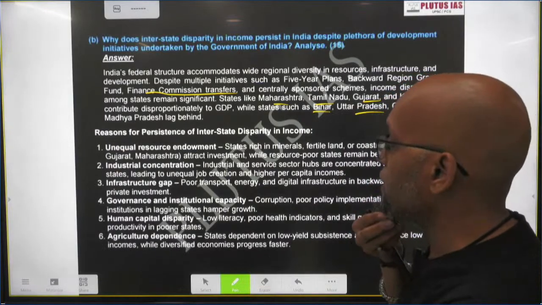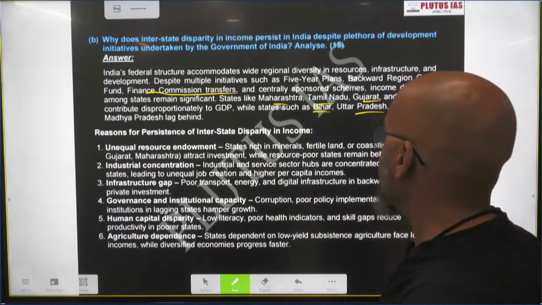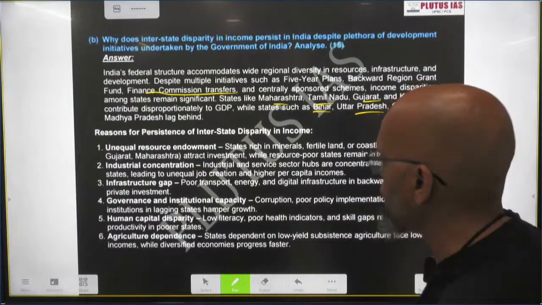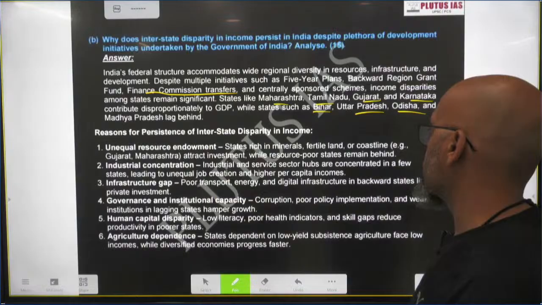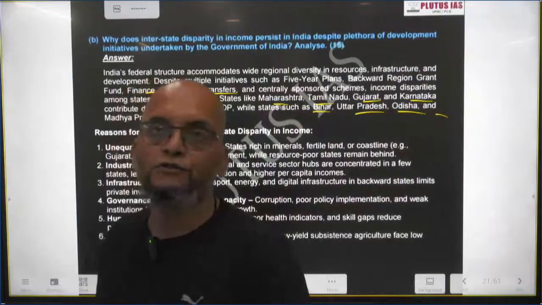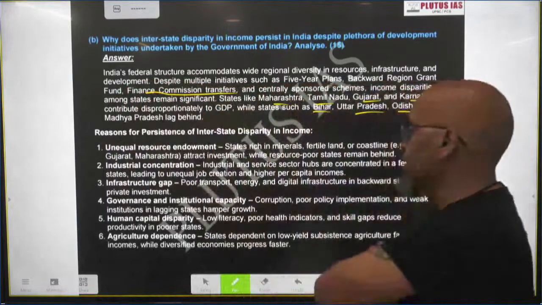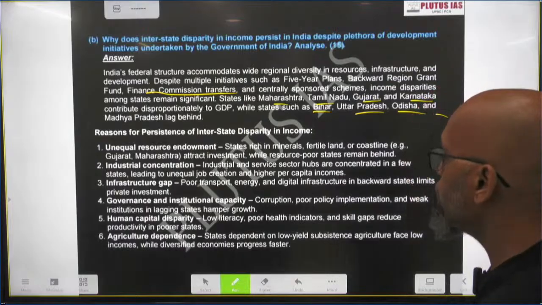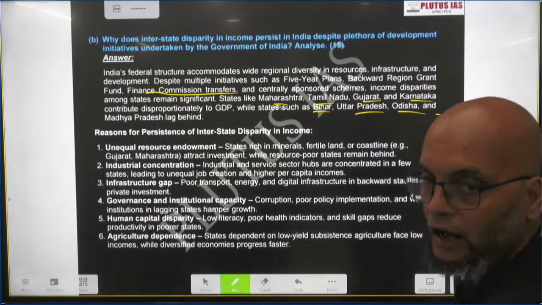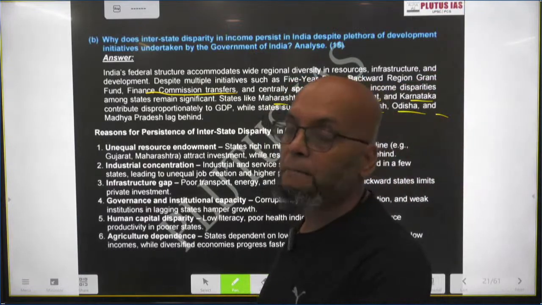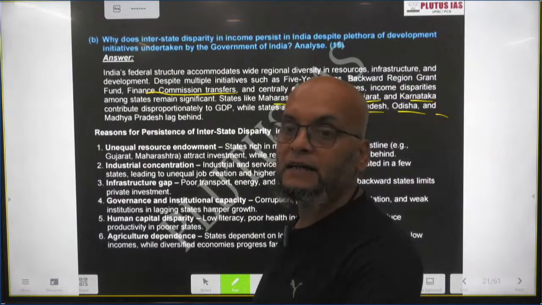First is unequal resource endowment. States rich in minerals, fertile land, or coastline, for example Gujarat and Maharashtra, attract investment while resource poor states remain behind. So, when a state is rich in resources, people are going to invest there. Then industrial concentration. Industrial and service sector hubs are concentrated in a few states, leading to unequal job creation and higher per capita income. So few states have got more industries in comparison to other states. Again, there will be disparity. These states will earn more.